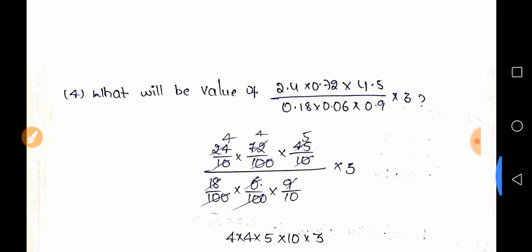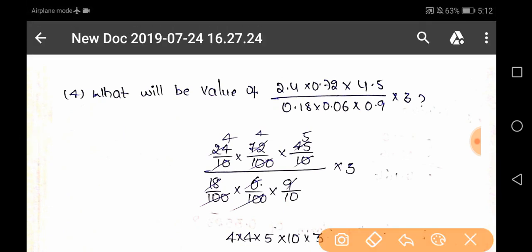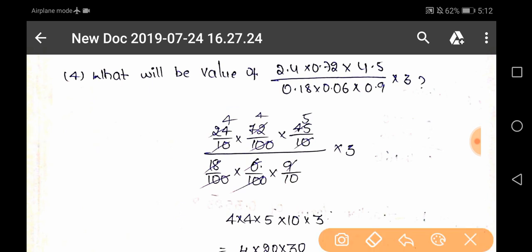And in the last video I gave you a question: what will be the value of 2.4 into 0.72 into 4.5 into 0.18 into 0.06 into 0.9 into 3? This takes time, so just remove the points and keep the zeros. 2.4 means 24 by 10, 0.72 means 72 by 100, 4.5 means 45 by 10, 0.18 means 18 by 100, 0.06 means 6 by 100, 0.9 means 9 by 10. Just cancel this 100 and this 100, and 10 tens are 100, right? So this 100 gets cancelled.